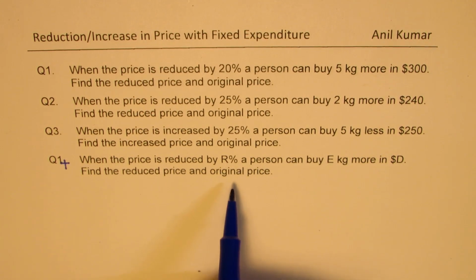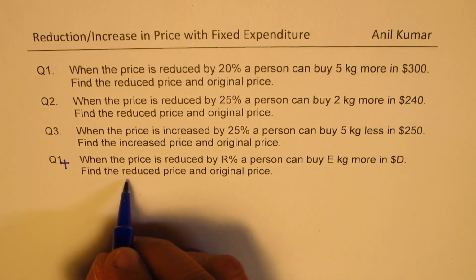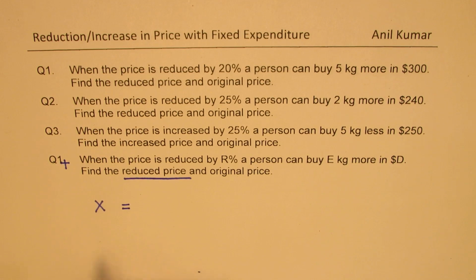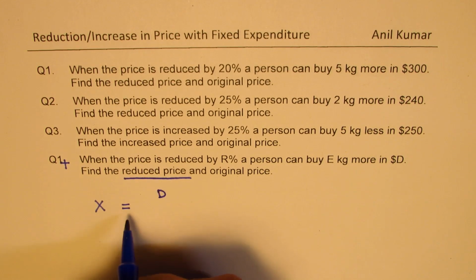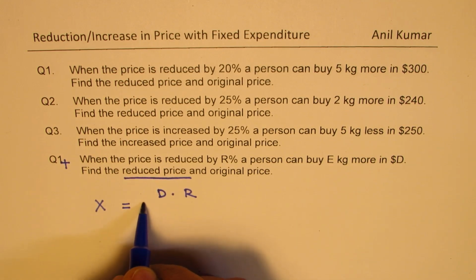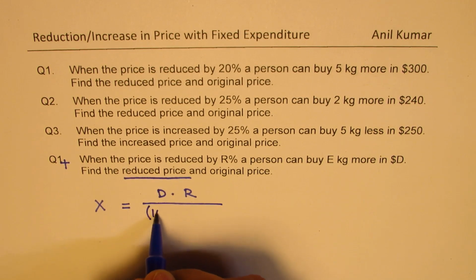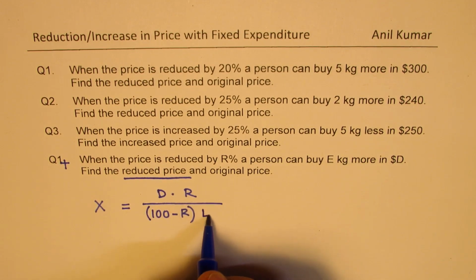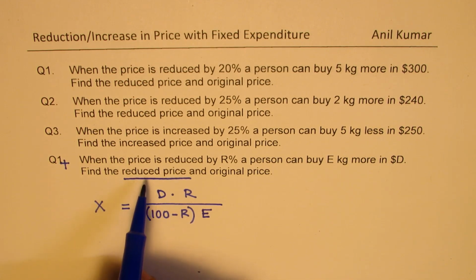Now we'll do a derivation here and come up with a formula. The reduced price X is equal to, let me give you the formula: the dollars which you are trying to spend, D, and the reduction in percent R get multiplied, because they help you to buy more. And then dividing by 100 minus R, that is the reduction, times E kg more. So that becomes a formula which can be applied to find the reduced price in all the cases.